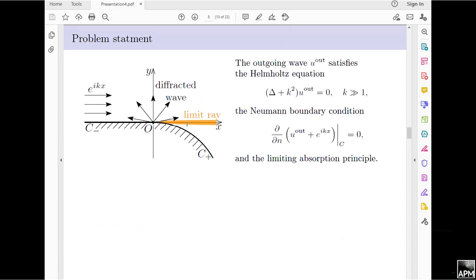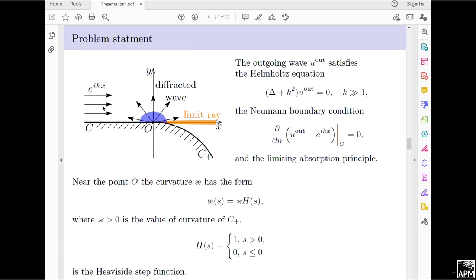And now we come to the problem which we consider Alexei Popov's problem. So we have an incident plane wave. We have a Neumann condition on the surface. Here we have a jump of curvature, and this can be a circle or a parabola, it's the same. And we are looking for the outgoing field, which is generated by this incidence. Near the singular point, the curvature has such a form where a Heaviside function is involved. And in this case, the boundary layer has different scales in this direction and in this direction.